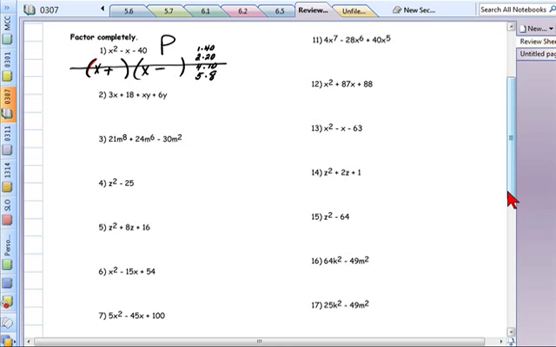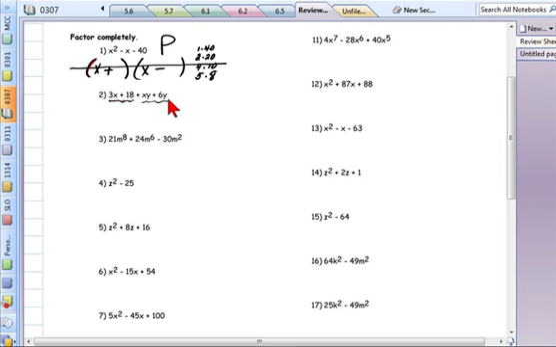I have 3x plus 18 plus xy plus 6y. I can try to make it larger. Yeah, a little bit. All right. Is there a common factor to all terms? No. There are 4 terms. What technique do we use with 4 terms? We use grouping. So here's a group and here's a group.